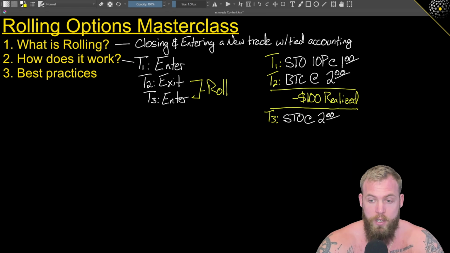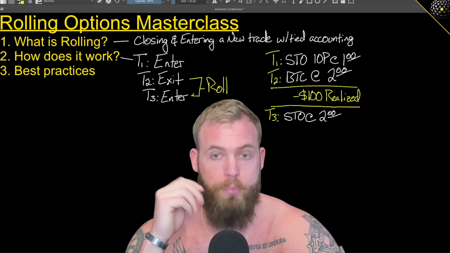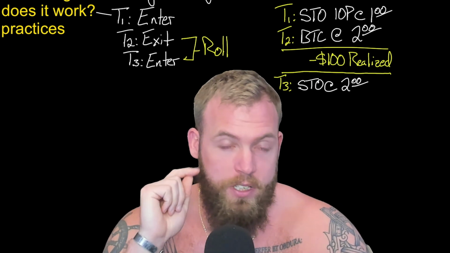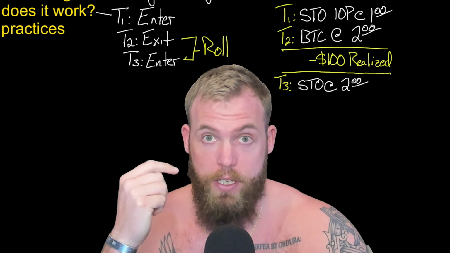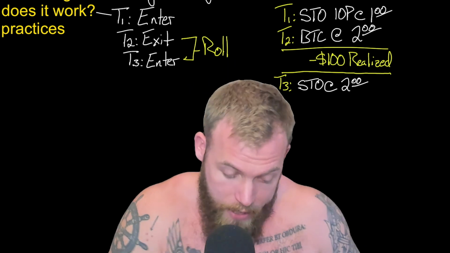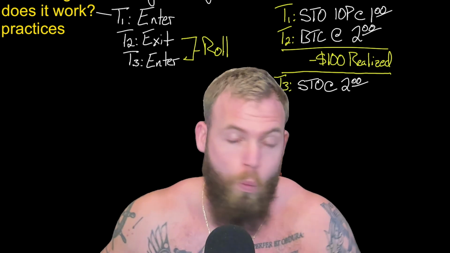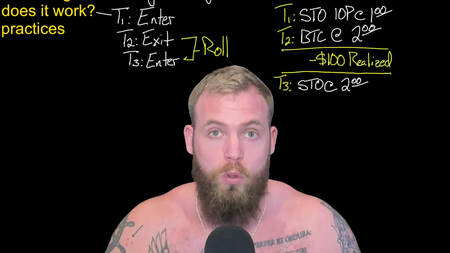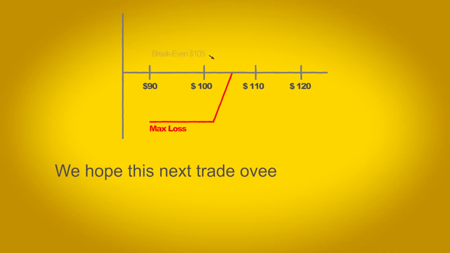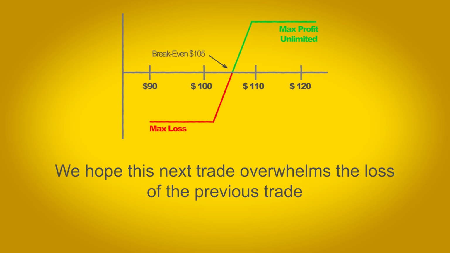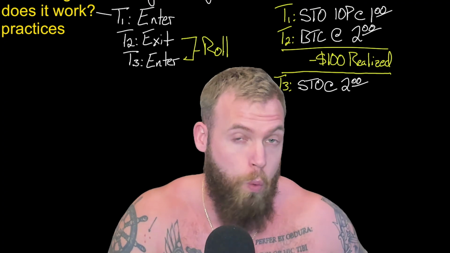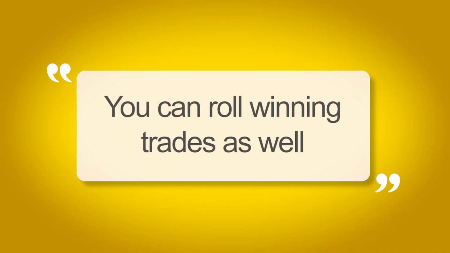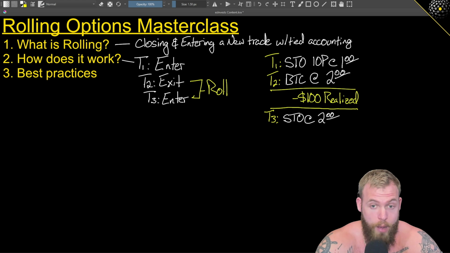And this is something I do want to speak about for just a second, because it's a common problem people have. If this was a winning trade that you closed and then opened, you probably wouldn't consider it a roll. Why is that? Well, it's because you're happy with your win. That's off the books. Now we're entering a new trade. You don't want to tie the accounting to it because you have a win. But when we're rolling, very frequently it's fueled by hope. We hope this next trade overwhelms the loss of the previous trade. So that's why we choose to account it together. But again, admin note, you can roll winning trades as well. It's just not commonly done, or at least commonly referred to.